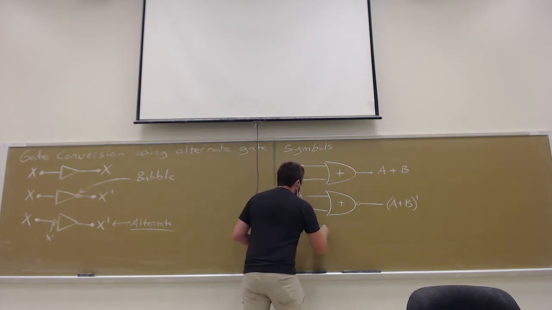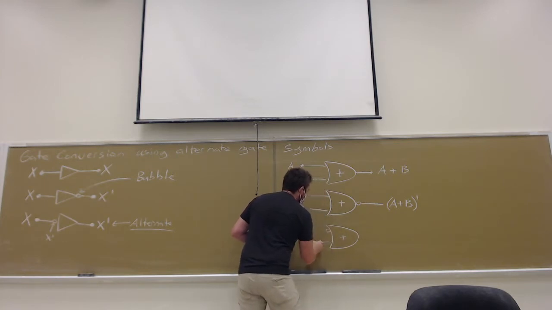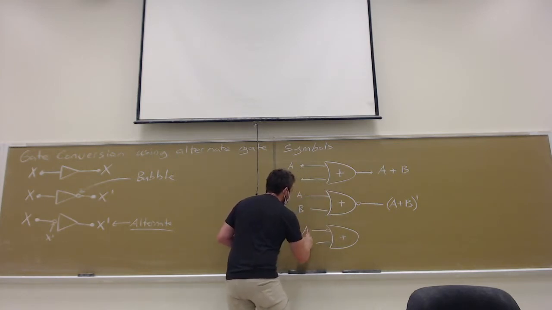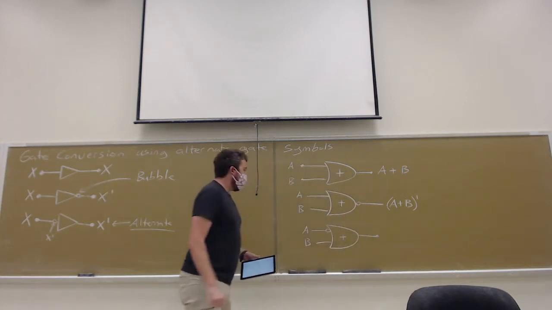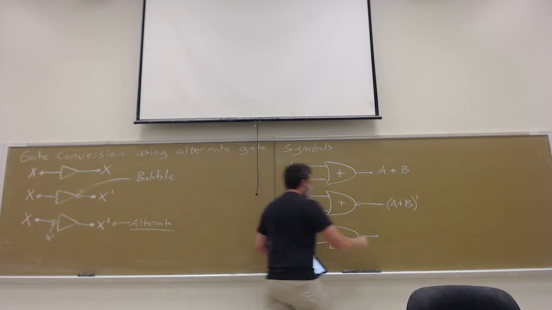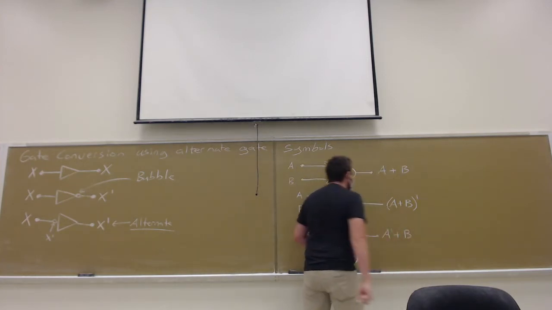We could also just apply a bubble to maybe just one of the inputs and get A and B on the input. And on the outside, we'd have what? A not or B. We'd have A prime or B.